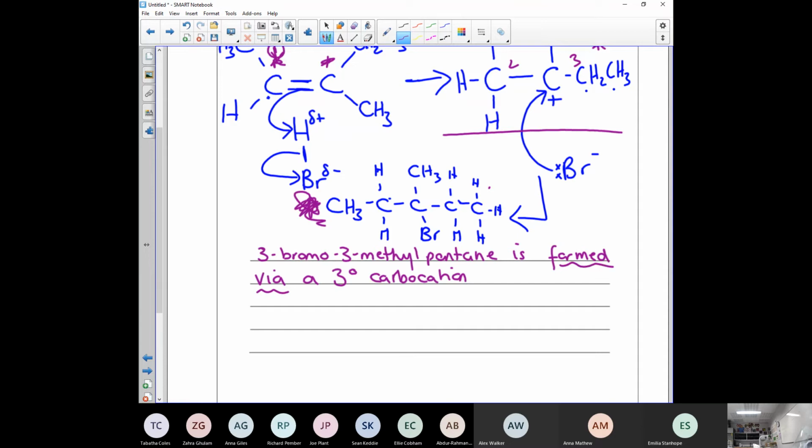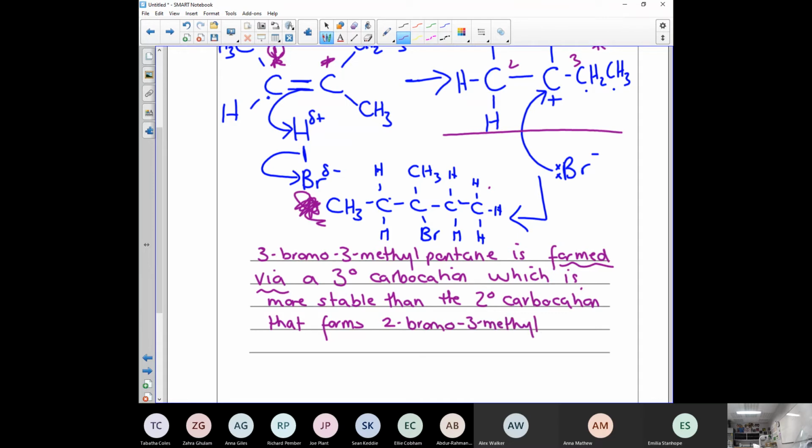So 3-bromo 3-methylpentane is formed via a tertiary carbocation, which is more stable than the secondary carbocation that forms 2-bromo 3-methylpentane.